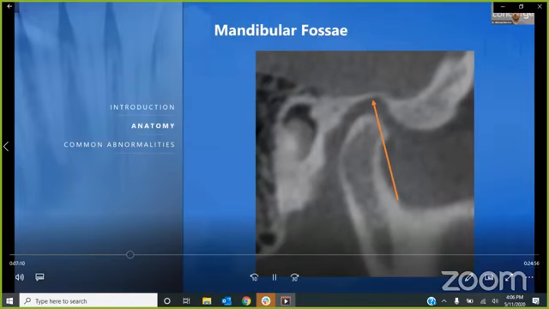You have the mandibular fossa, and this is where the condyle is going to be sitting inside the mandibular fossa. And this is what's going to help it guide. And right away, here you can see that there's a nice spacing between that condylar head and the mandibular fossa.